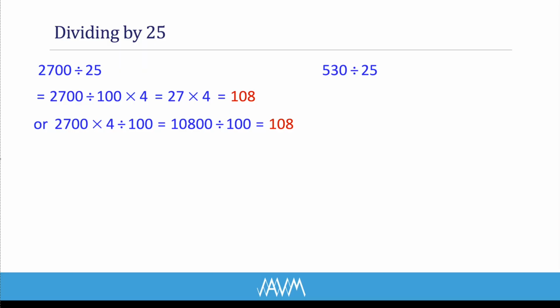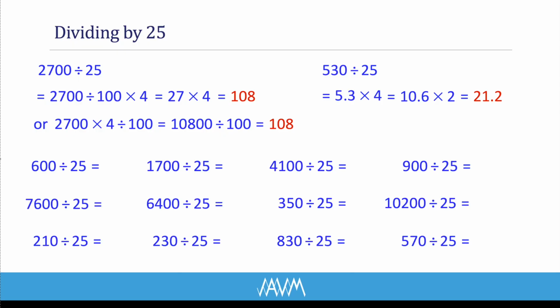530 divided by 25. Divide by 100 gives 5.3, and then multiplied by 4, and we can do this by doubling twice. 5.3 doubled is 10.6, 10.6 doubled is 21.2. Have a go at these, stop the video, and then I'll show the answers. Okay, so here are the answers.